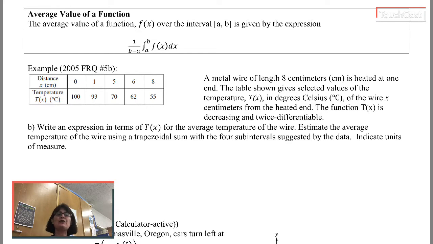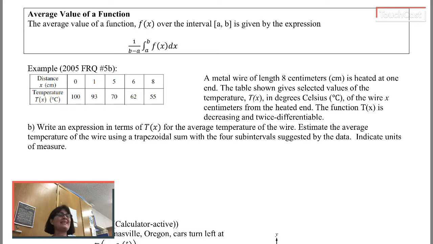So we're going to use that new definition here in this problem. I have a metal wire. I know it's 8 centimeters long, and there's something heating it at one end. And I've measured the temperature along the wire at these different distances from the fire. Okay, so letter B, write an expression in terms of T of x for the average temperature of the wire.